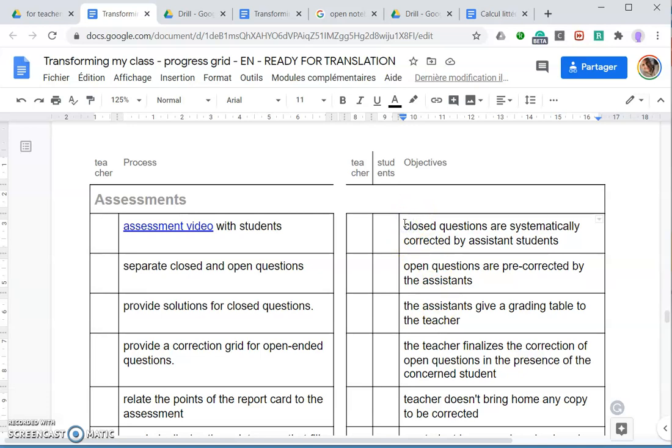What to achieve? Closed questions are systematically corrected by assistant students. Check. Open questions are corrected thanks to this correction grid by assistants. Check. And I mean, when you provide that correction grid, give it also upfront to all the class, not only to the assistant, so all the class knows how to train for that assessment.